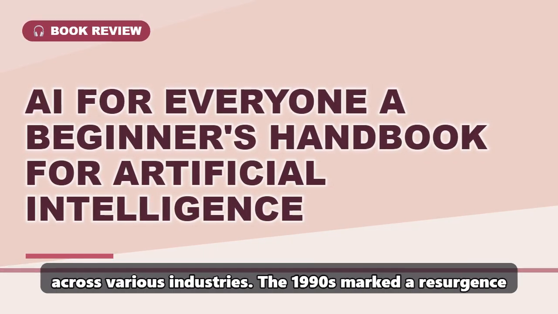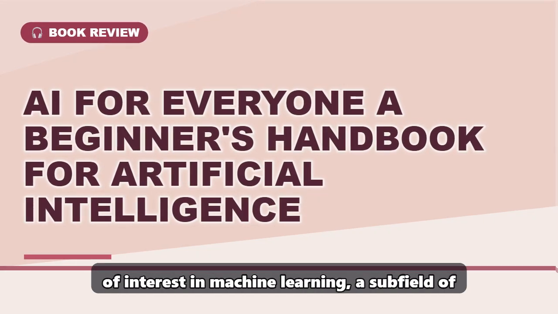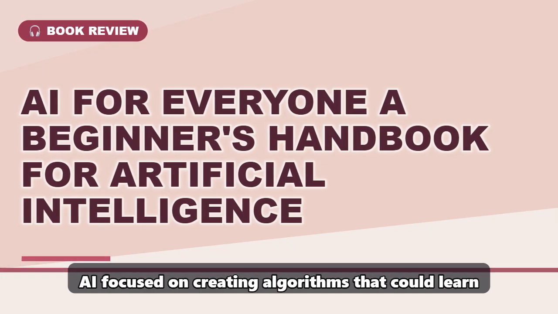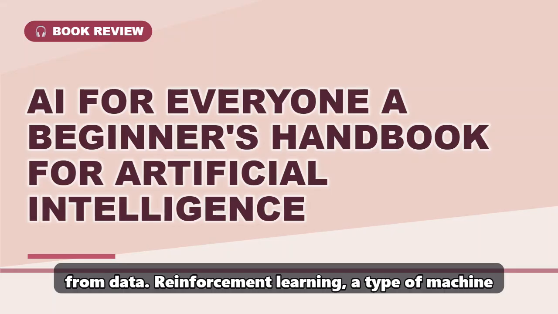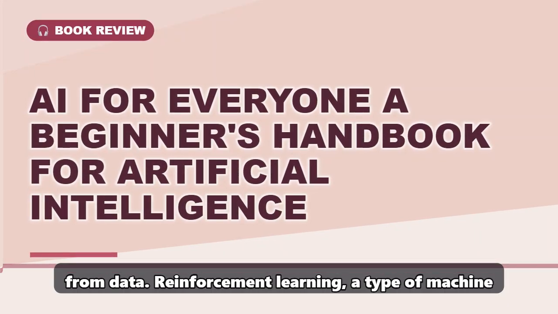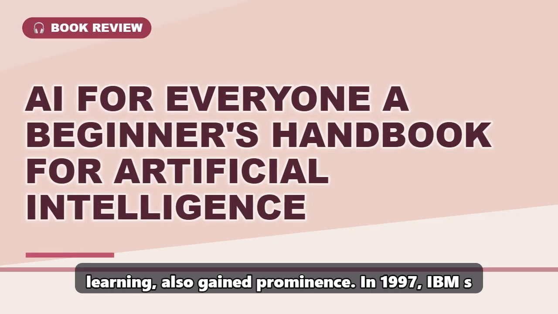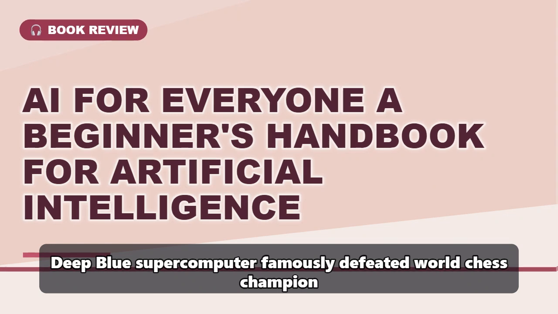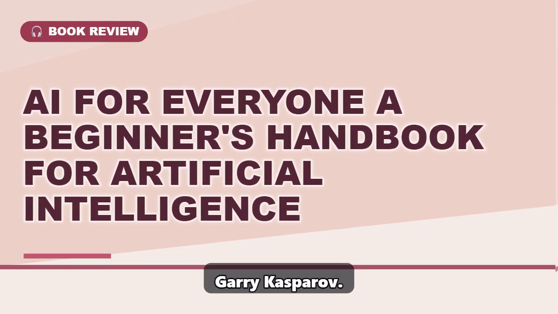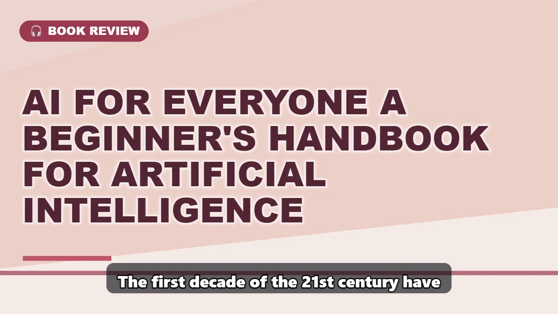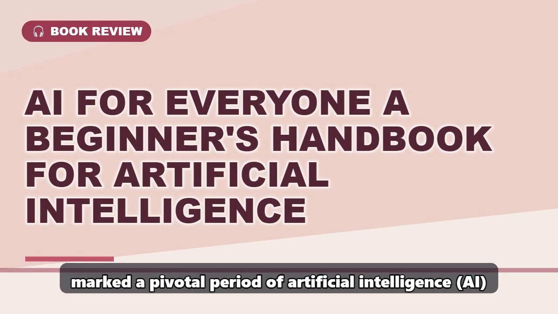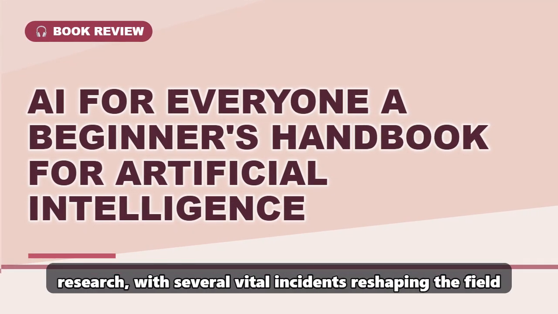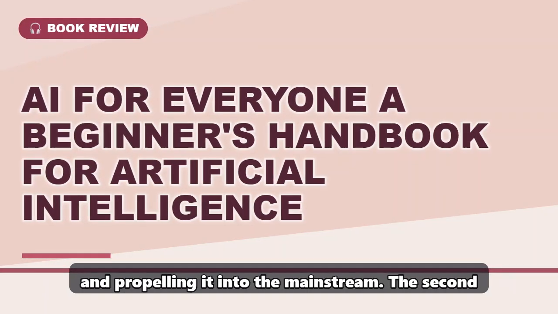The 1990s marked a resurgence of interest in machine learning, a subfield of AI focused on creating algorithms that could learn from data. Reinforcement learning, a type of machine learning, also gained prominence. In 1997, IBM's Deep Blue supercomputer famously defeated world chess champion Garry Kasparov. The first decade of the 21st century marked a pivotal period of artificial intelligence, AI, research, with several vital incidents reshaping the field and propelling it into the mainstream.